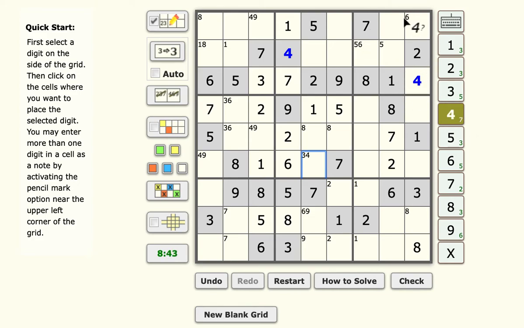We have 1, 2, 3, which is here, 4, 5, 6, 7, 8, and 9. So this can only be 6 or a 9. And here we have 1, 2, 3, 4, 5, 6, 7, 8, and 9. Okay, this can only be 3 or a 9.